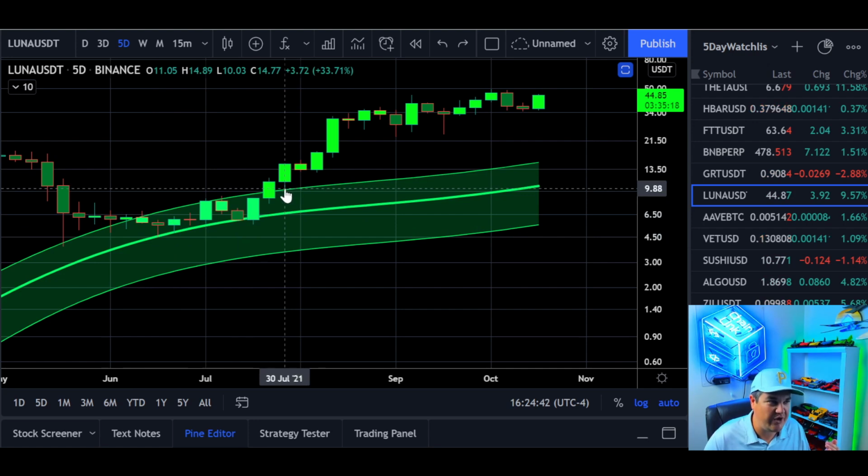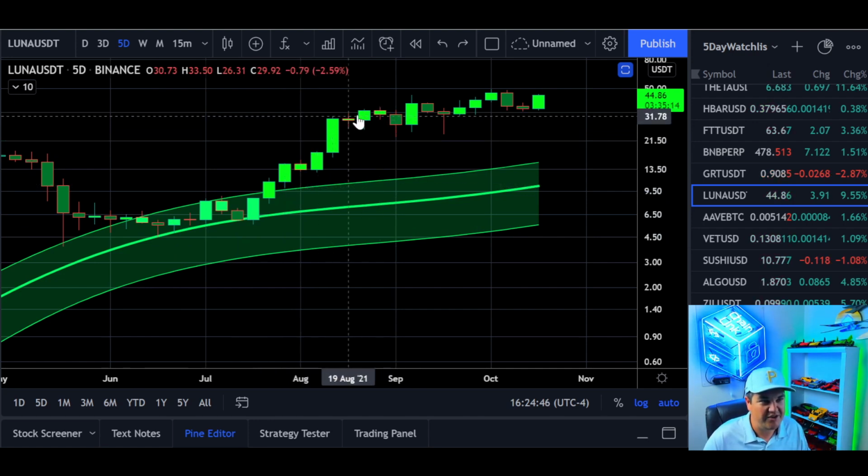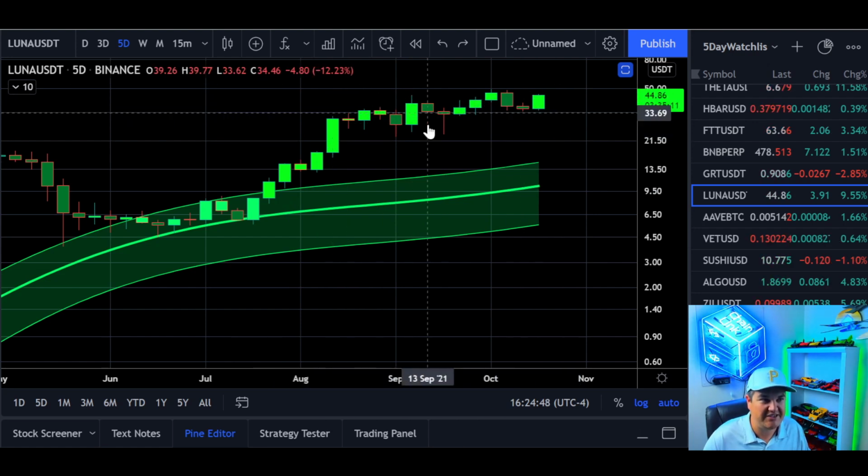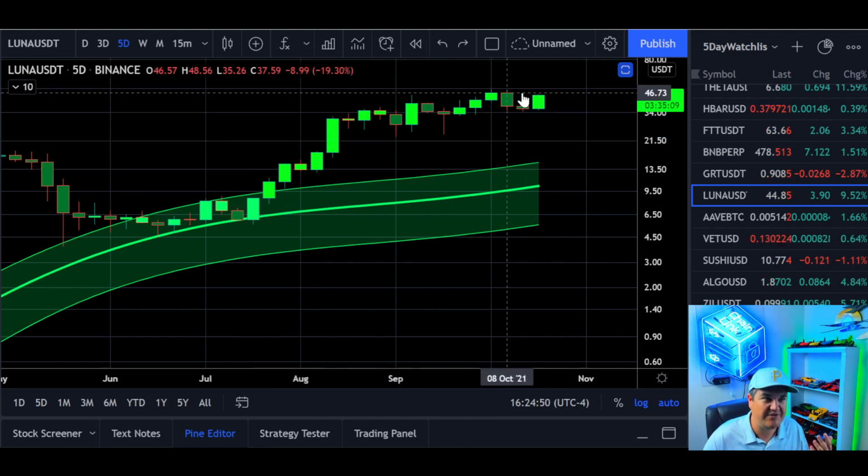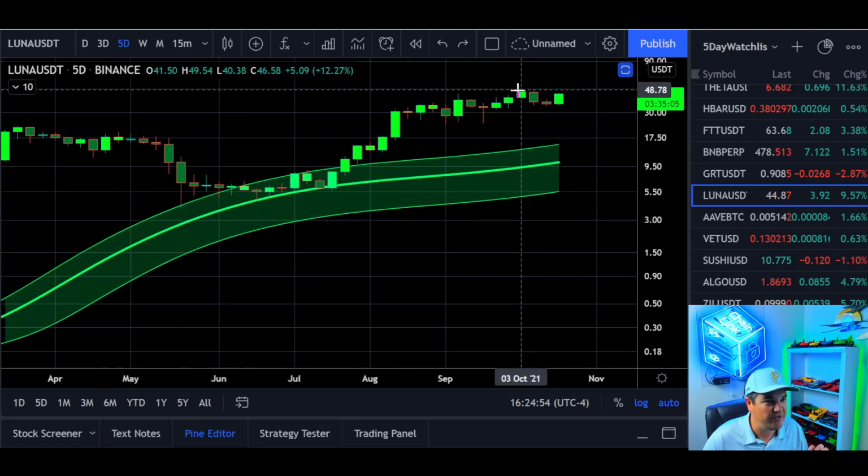We came back out of it, wick down, final support on the top of that line, and now we're moving up again. Trending sideways, building a consolidation phase before hopefully breaking this $50 mark and going on to much higher highs. So that is what you want to look for.